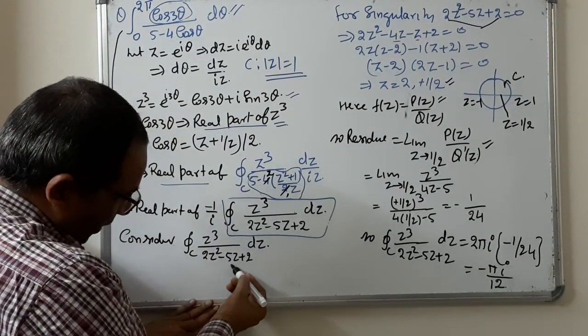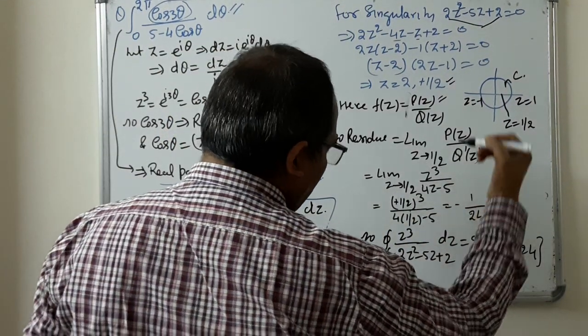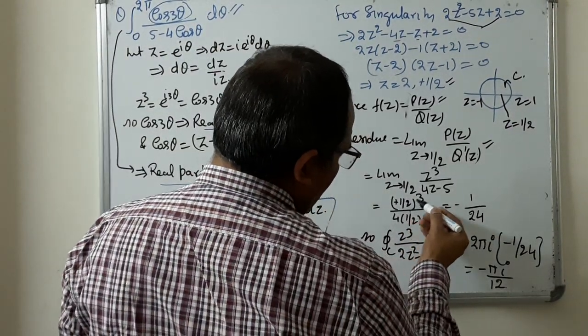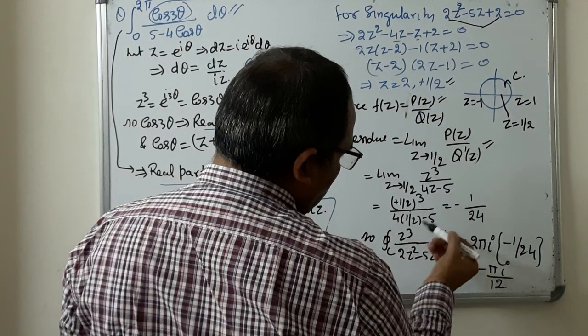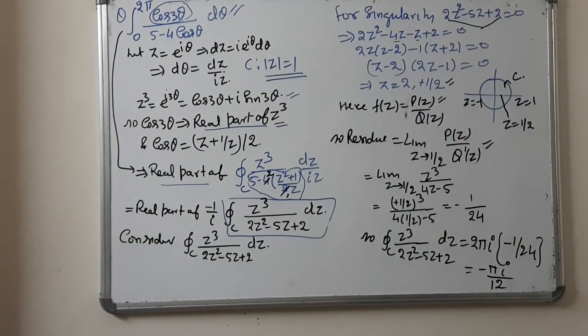Q(z) is 2z² - 5z + 2. The differentiation of this is 4z - 5. Now put the value of z equal to 1/2 here. We get (1/2)³ upon 4 × 1/2 - 5, that is equal to -1/24.